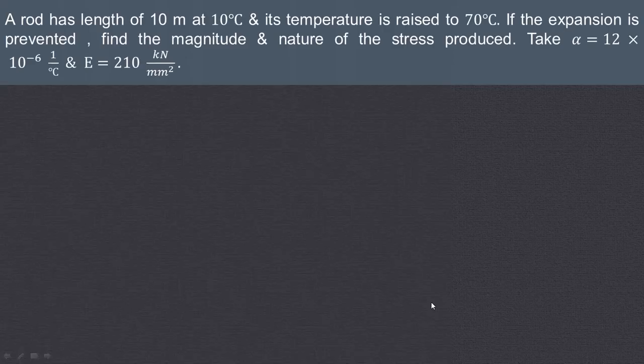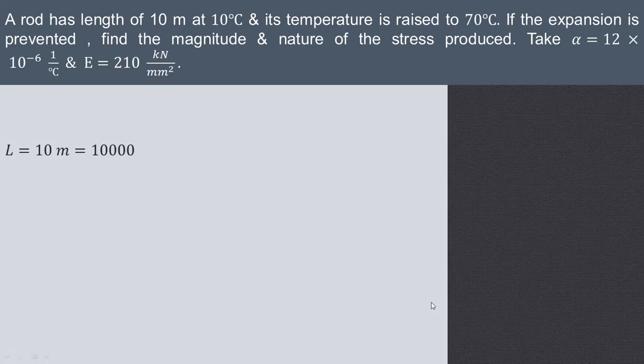Now suppose we are having a rod of length 10 meter and it is initially at 10 degrees centigrade and its temperature is raised to 70 degrees centigrade. Now if the expansion is prevented, find the magnitude and nature of the stress induced. Take alpha is equal to 12 into 10 raised to minus 6 per degree centigrade and modulus of elasticity capital E is equal to 210 kilonewton per mm square.